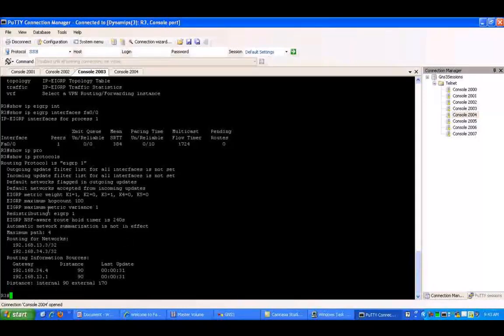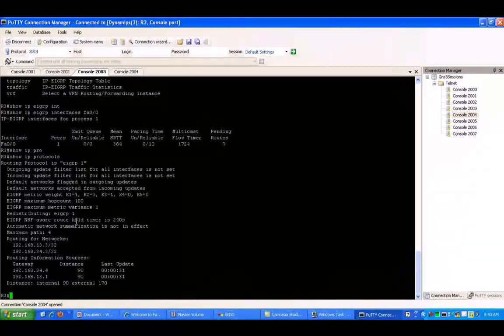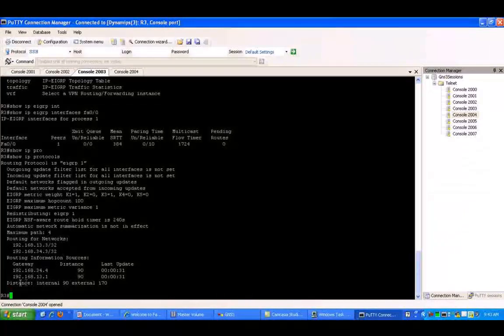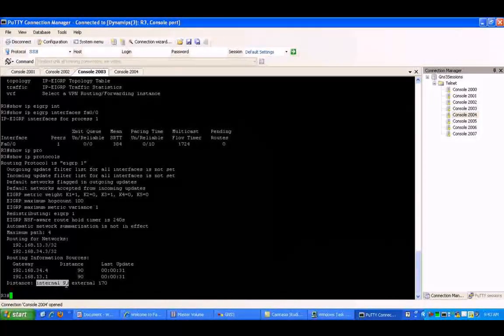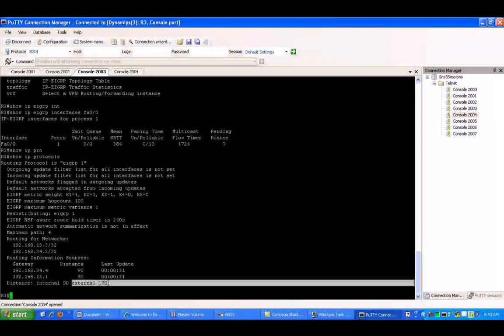If we do the show IP protocols command, first off we have the administrative distance of internal EIGRP. The AD is 90, and for external routes we have the administrative distance of 170. Both of these can be changed under the EIGRP router configuration mode.